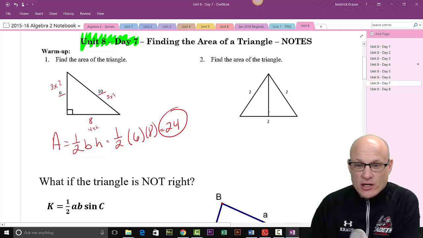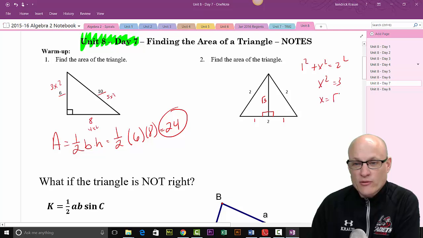Now, this one over here takes a little bit more of a challenging mind. Right triangle. I know these are 1, 1. And if you do a little bit of work, you should be able to figure out that this is the square root of 3, right? We'll use this right triangle here: 1 squared plus x squared equals 2 squared. And I end up getting x squared equals 3, or x equals the square root of 3.